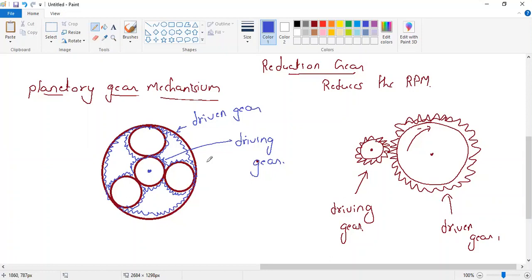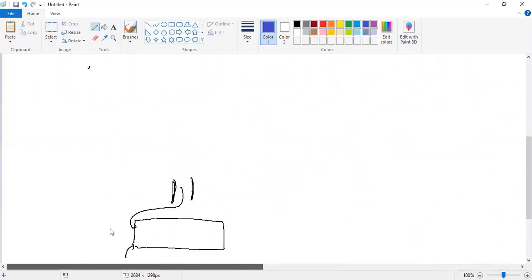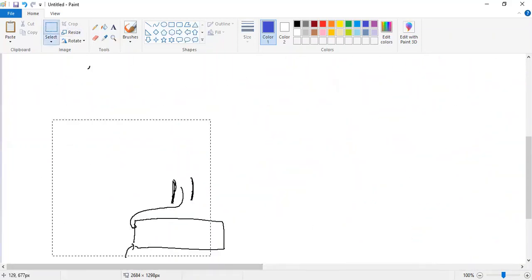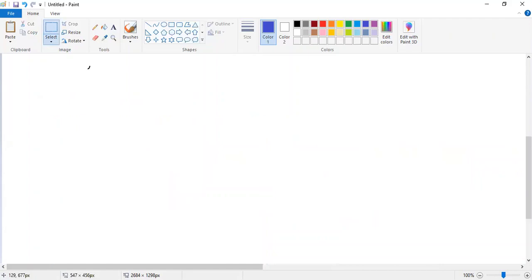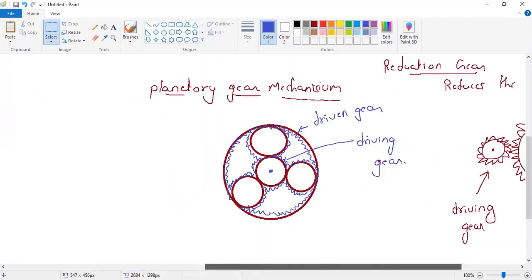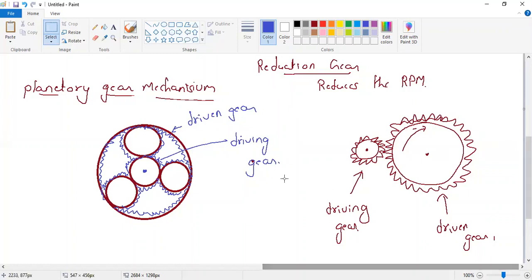Is it understood better? This is how we reduce the RPM in the turboprop engine. Clear? Any doubt? You can have a reduction gear mechanism or a planetary gear mechanism, depending upon the manufacturer. So can I repeat the last part? Which part? The part where it reduces the RPM.